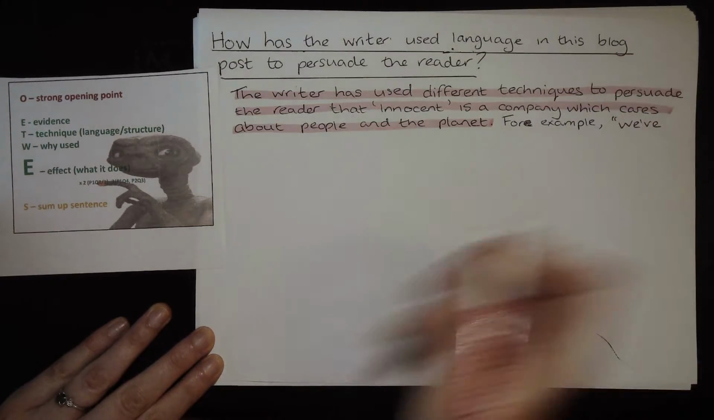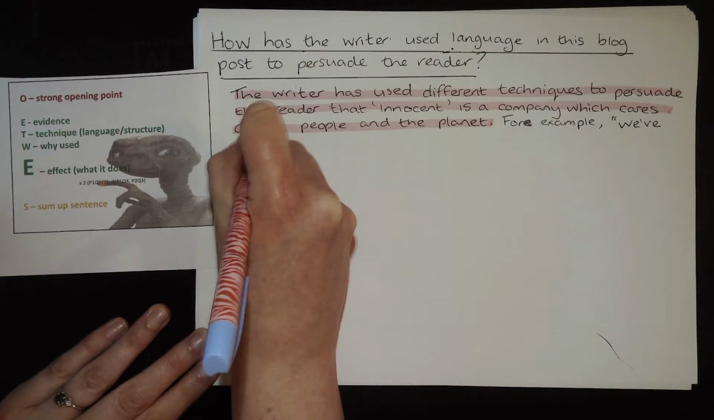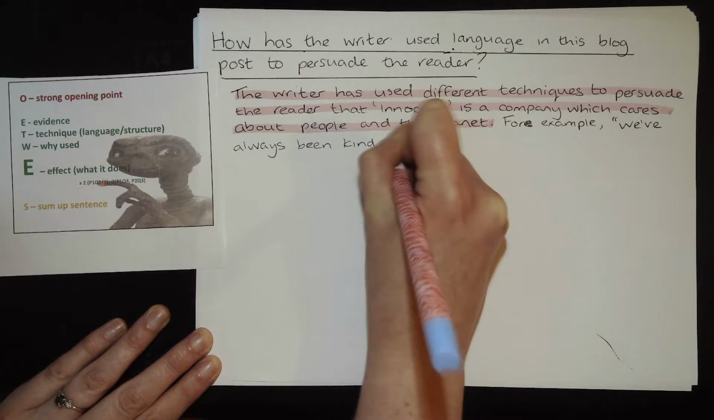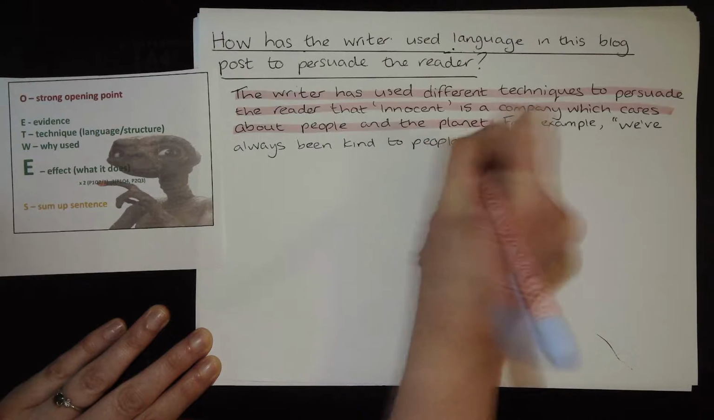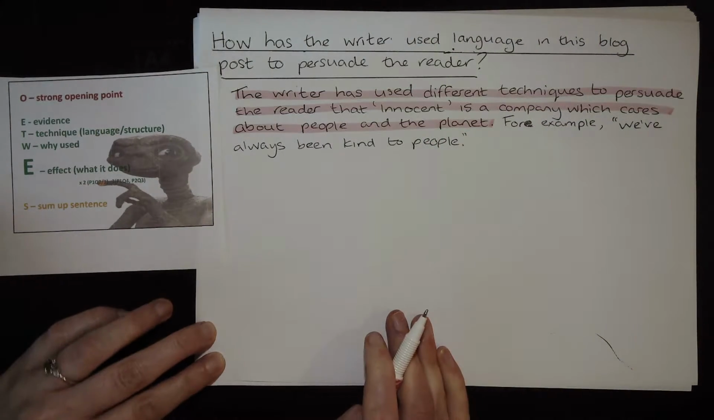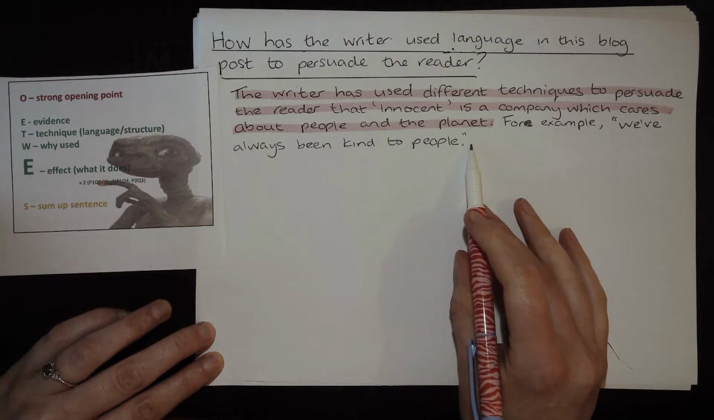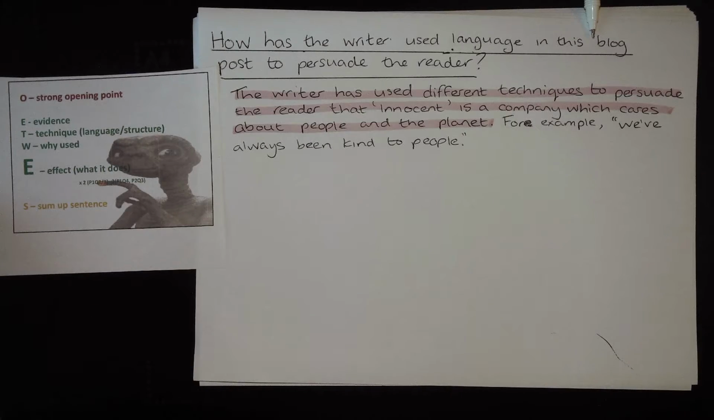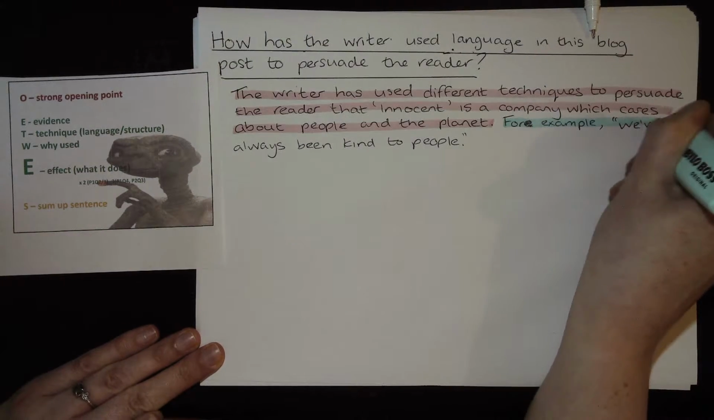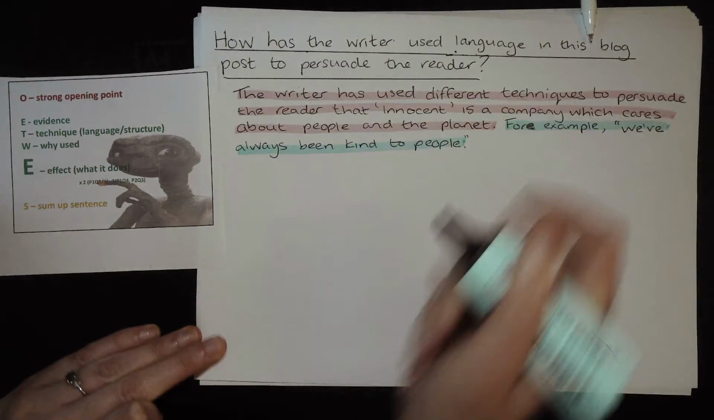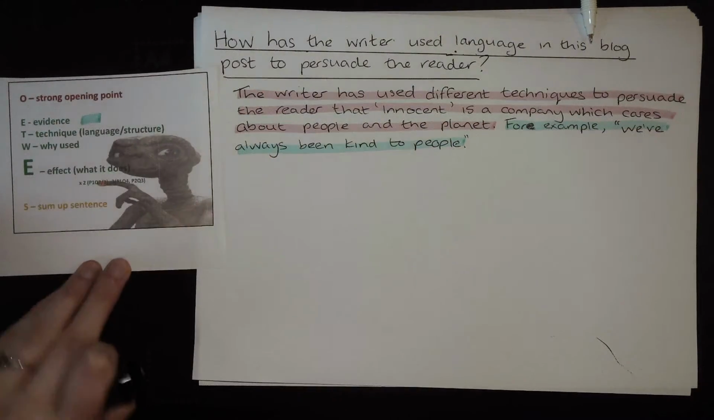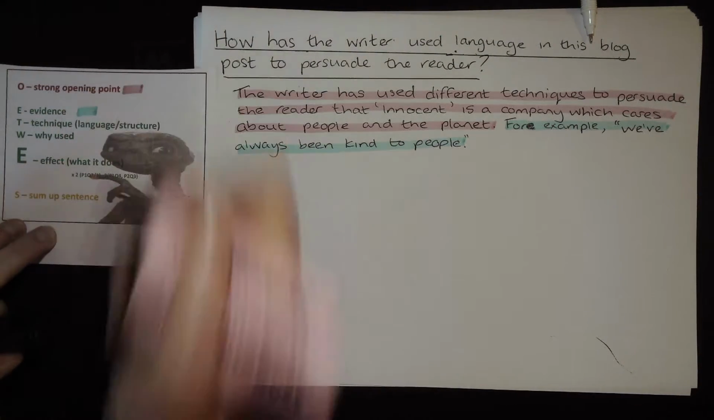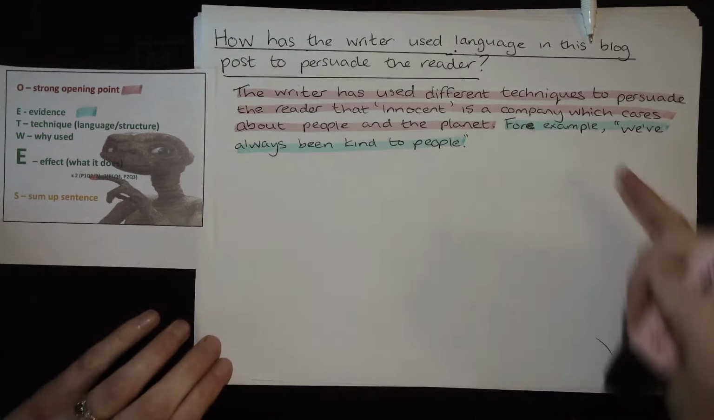We've always been kind to people. So I've taken a quote straight from the blog post that I've been looking at. I've put it in quotation marks, so I'm showing that it's a quote. And that's all I need for my evidence. So I'm going to highlight this in blue so you can see that's where the evidence is. And let's make a little key here. So I've done evidence in blue and I've done my strong opening point in pink. Okay, so I've shown that I can use a quote.